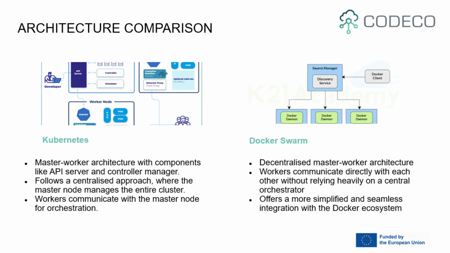Architecture comparison. Kubernetes. Kubernetes follows a master worker architecture, where a cluster consists of a master node that manages the entire cluster and multiple worker nodes that run the containers. The master node includes various components such as the API server, controller manager, and etcd for managing the cluster state. Docker Swarm. Docker Swarm also follows a master worker architecture, similar to Kubernetes. However, Swarm uses a more decentralized approach, where the workers communicate directly with each other without relying heavily on a central orchestrator.